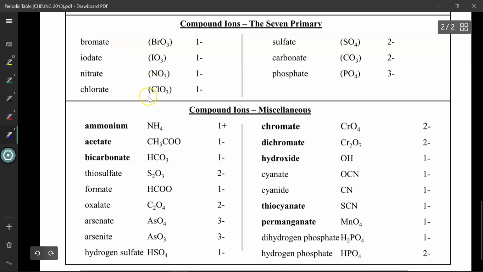Now, most polyatomic ions will have an ATE suffix. However, some of them do not, like ammonium, for instance. A single nitrogen bonded to 4 hydrogens with a 1+ charge, or hydroxide, an oxygen bonded to a hydrogen with a 1- charge.